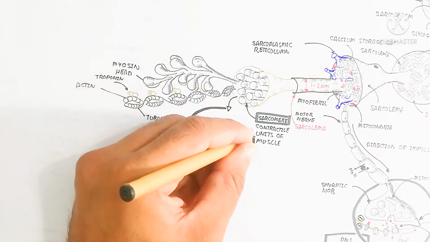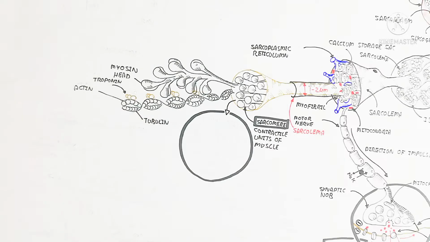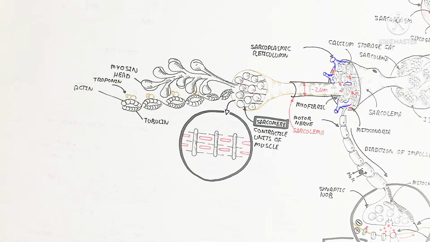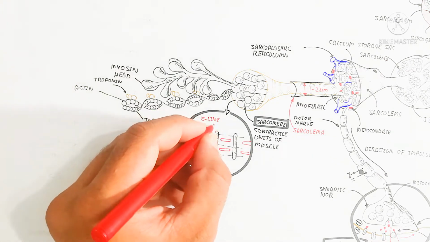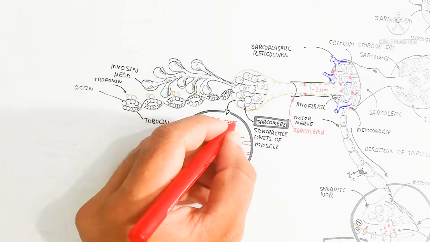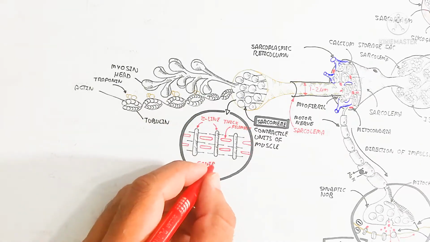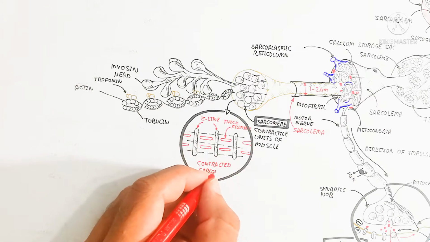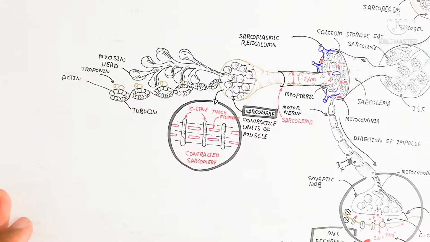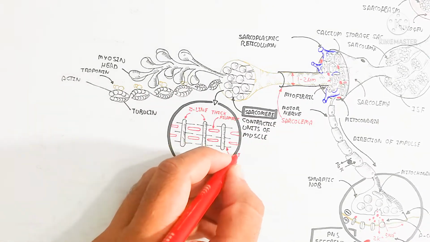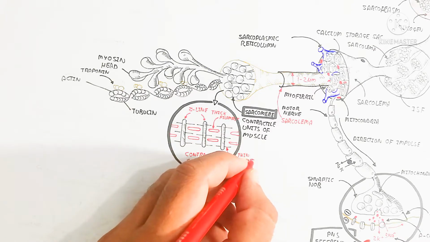Remember that here I am trying to explain the contraction of the muscle, first the contraction of the sarcomere. Here is the actin, in black, and actin contains troponin as well as tropomyosin, while myosin is the thick filament which contains myosin heads. This is the contracted state of the muscle.